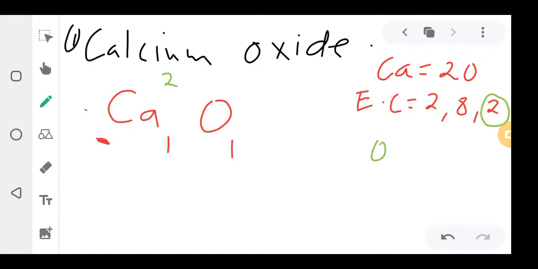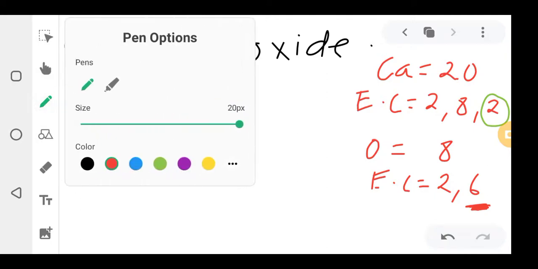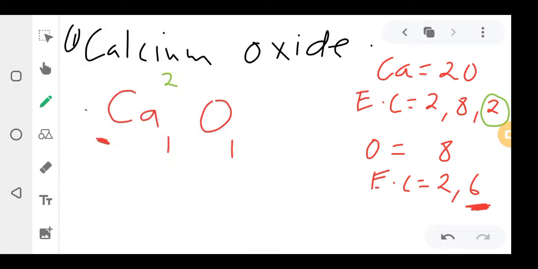Same thing with oxygen. Oxygen, atomic number is 8. So the EC is 2,6. Now, if this last number is above 4, to get the valence... here the valence I've used for calcium is 2. That's why I've put 2 on top here.